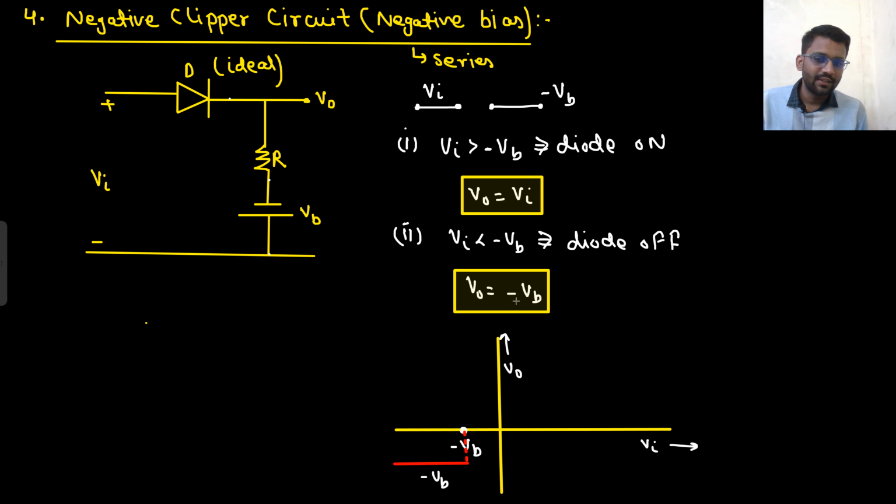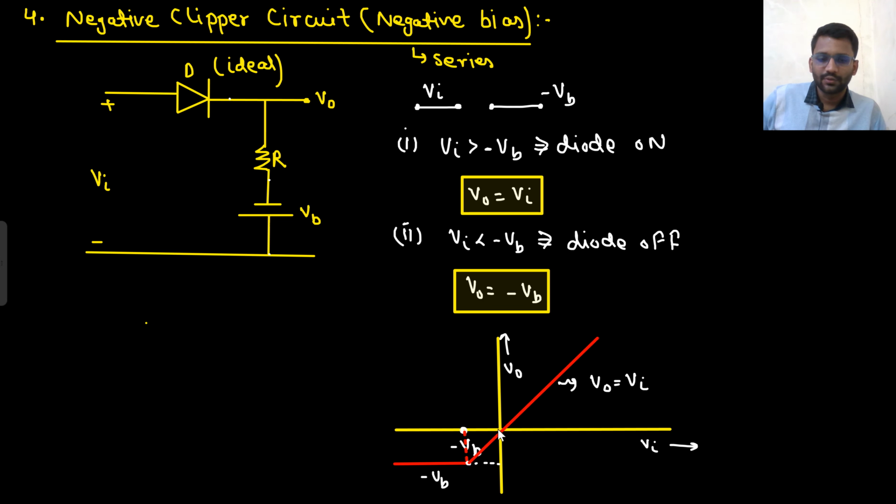So from where are we starting? At V in equals minus VB, the output voltage is minus VB only, and then the slope is positive, so it will go like this. At V in equals 0 volt, the output should be 0. At V in equals 1 volt, the output should be 1. At V in equals 2 volt, the output should be 2. So this is how it will go. This is V naught equals V in. Are you getting my point? Okay, well and good.